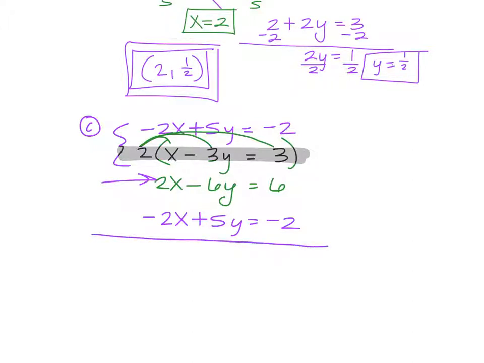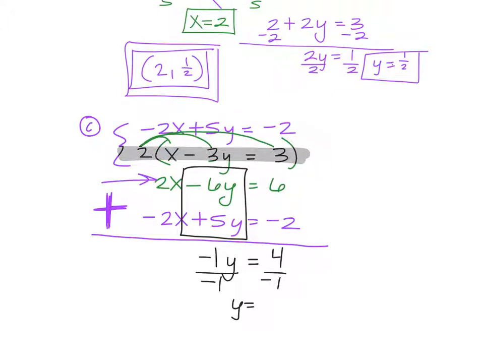Your job then, if they're opposites, is to add the 2 equations together. So 2x plus a negative 2x goes away. Negative 6y plus 5y is what? Negative 1. So it's a negative 1y. 6 plus a negative 2 is 4. So divide by -1, and your y value is -4.